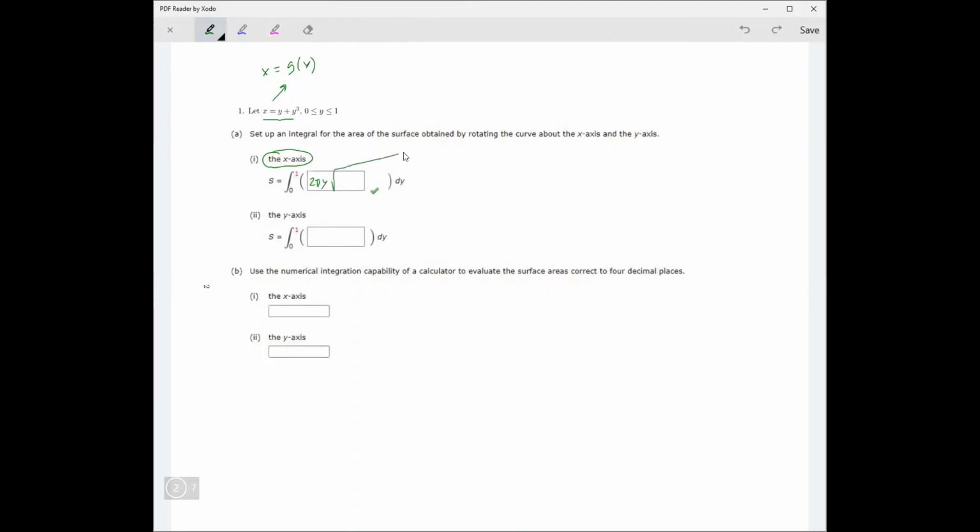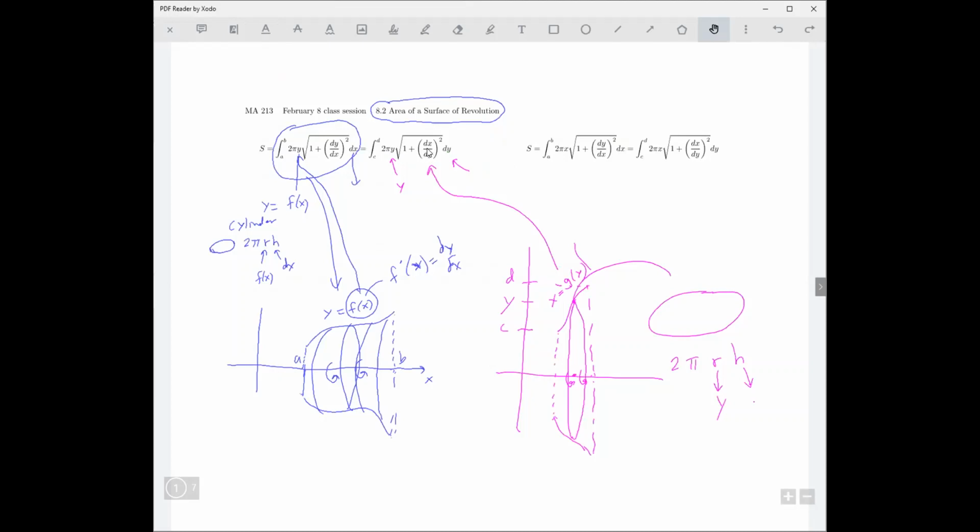And then the square root of 1 plus, then we take dx/dy, just the derivative with respect to y. So that's 1 plus 3y squared, quantity squared. That goes right there, and that's it. That's going to be the answer to the first one. Notice that I took the derivative with respect to y; I treated x as the dependent variable in this case, and just calculated that.